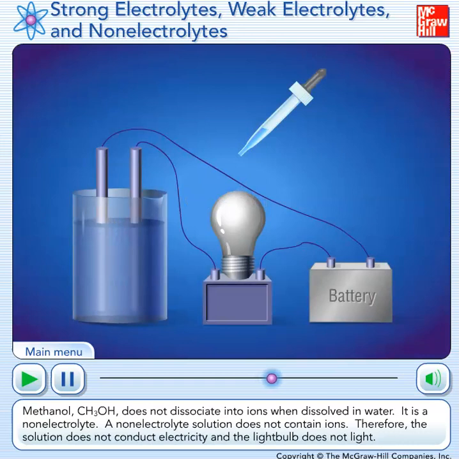Methanol, CH3OH, does not dissociate into ions when dissolved in water. It is a non-electrolyte. A non-electrolyte solution does not contain ions. Therefore, the solution does not conduct electricity and the light bulb does not light.